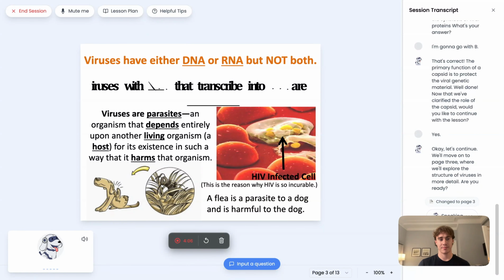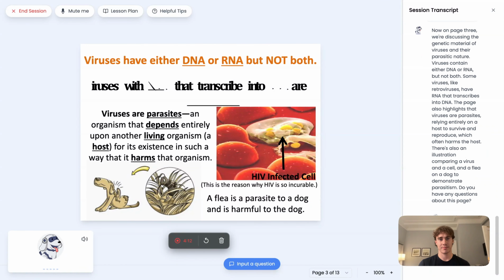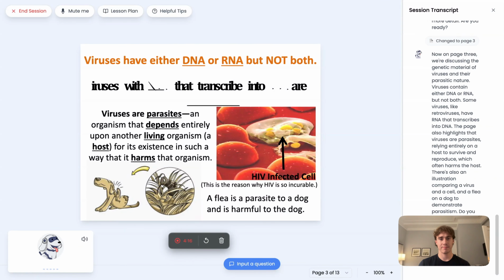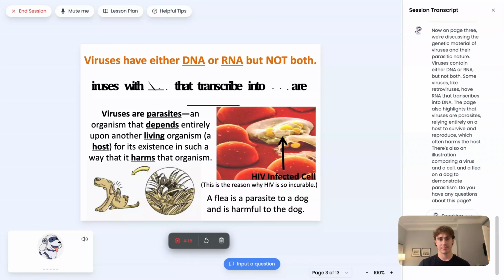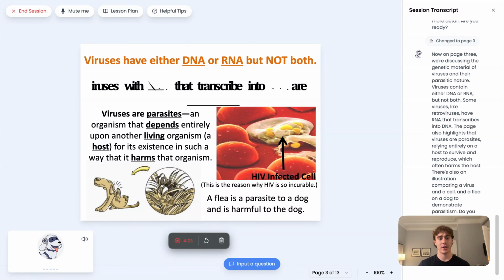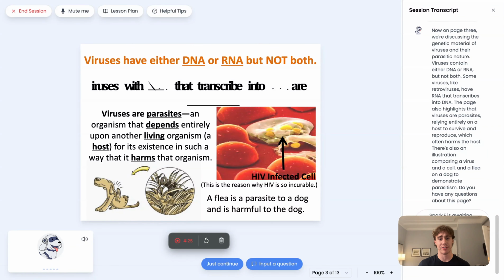Now on page 3, we're discussing the genetic material of viruses and their parasitic nature. Viruses contain either DNA or RNA, but not both. Some viruses, like retroviruses, have RNA that transcribes into DNA. Hey, Sparky, I'm sorry for this, but can you talk really fast? You're way too slow for me right now.